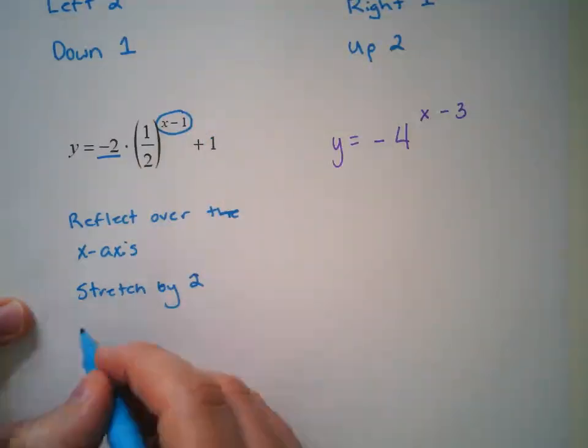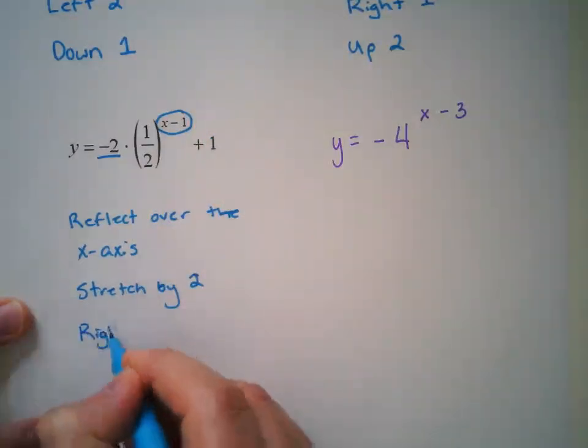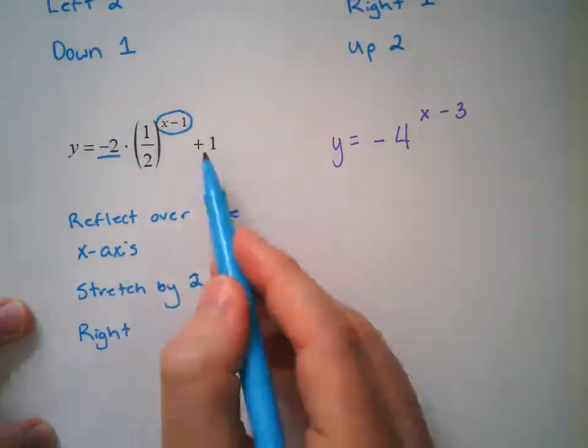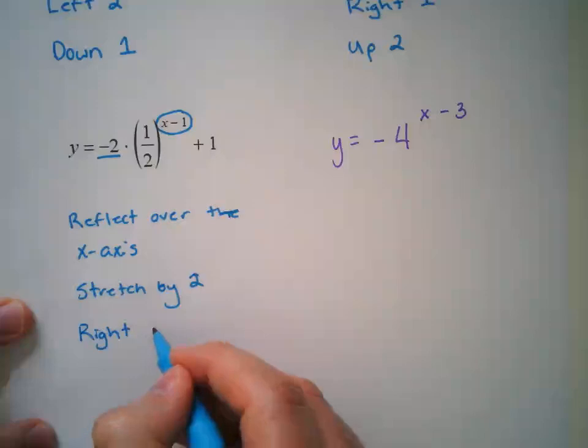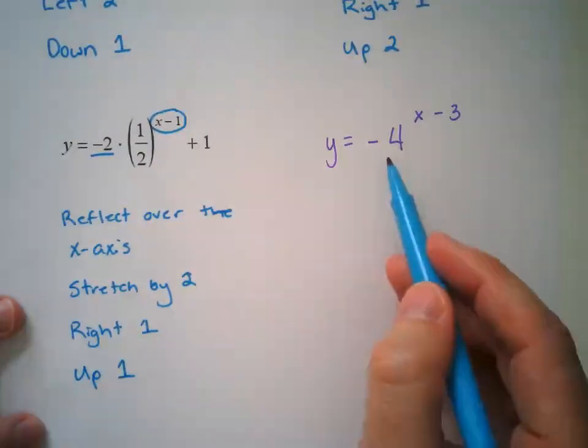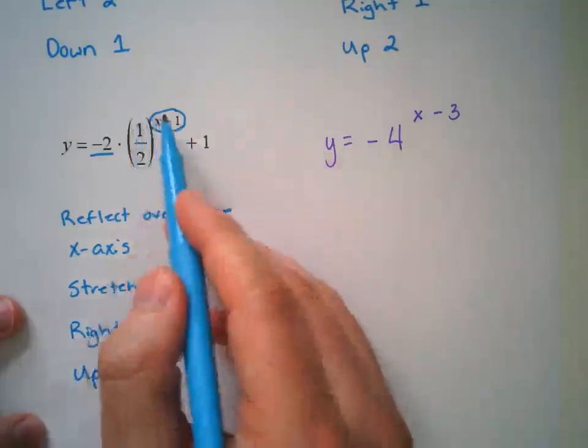X minus 1 is going to move right 1. Remember, if it's a negative, it moves to the right. And then the plus 1 means it's going to go up 1. It's a positive 1, so it goes up. And last but not least, we look at this one. Notice how this has a negative 2.